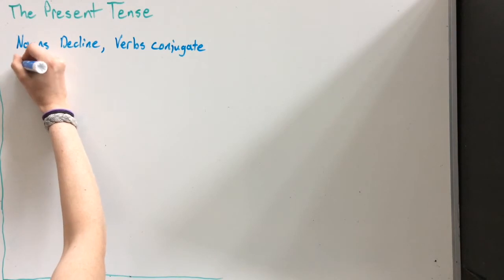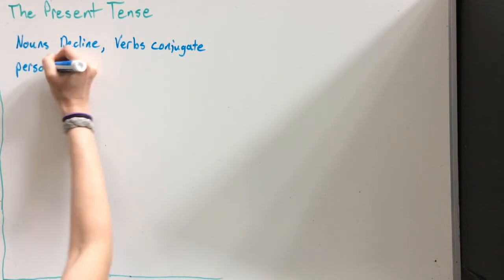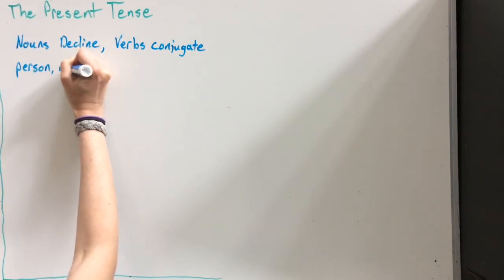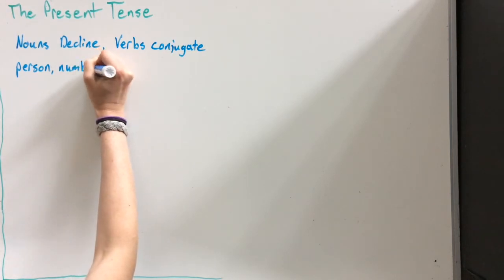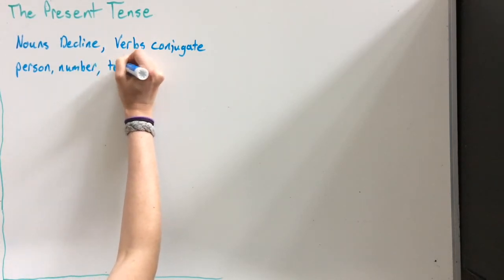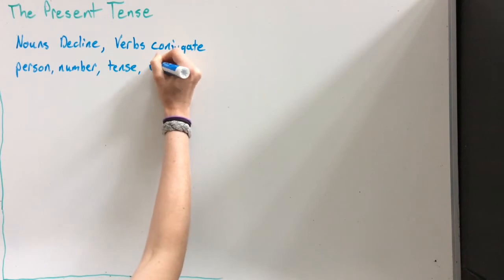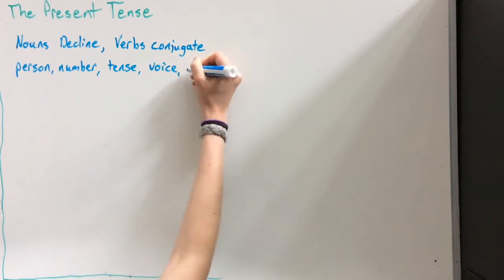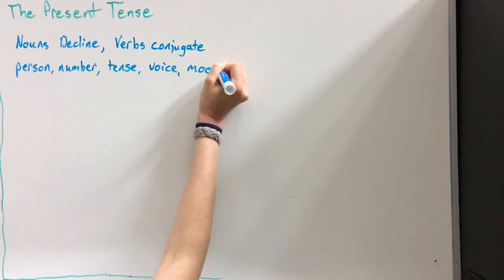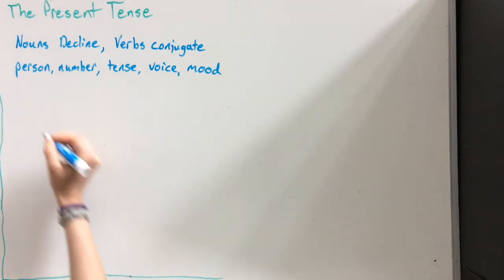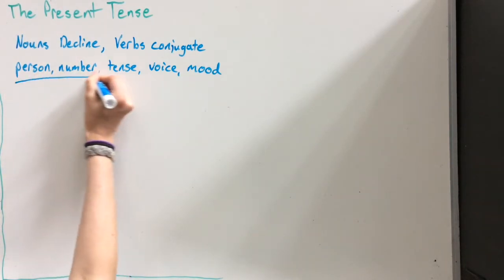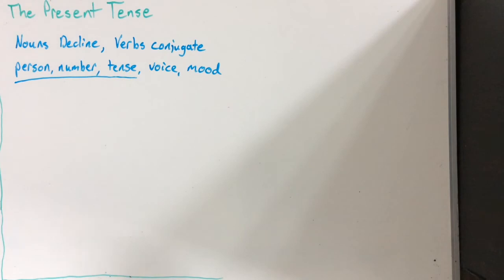And the information is the person, number, tense, voice, and mood. That might seem like a lot, but we're only going to be worrying about the person, number, and tense today. And the only tense we're talking about is the present tense, things that are happening now.